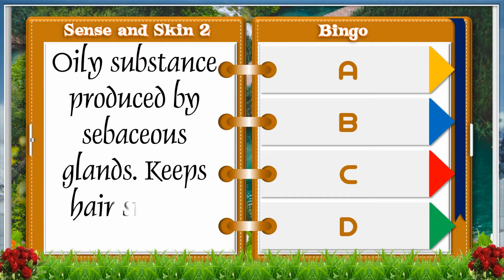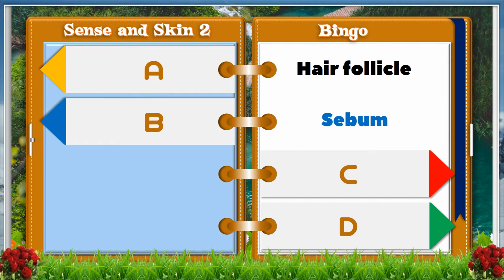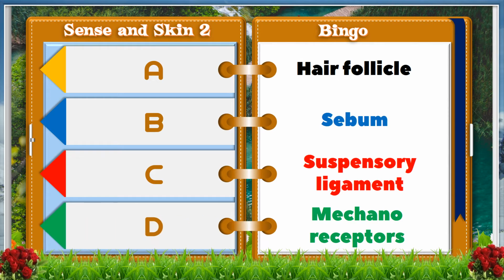Oily substance produced by sebaceous glands keeps hair supple. A. Hair follicle. B. Sebum. C. Suspensory ligament. D. Mechanoreceptor. And the answer is B. Sebum.